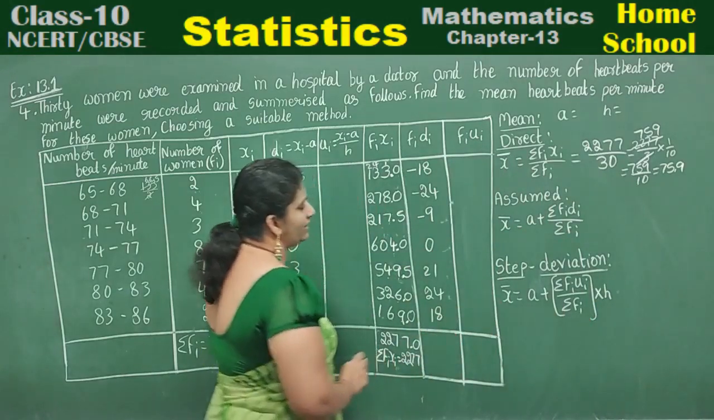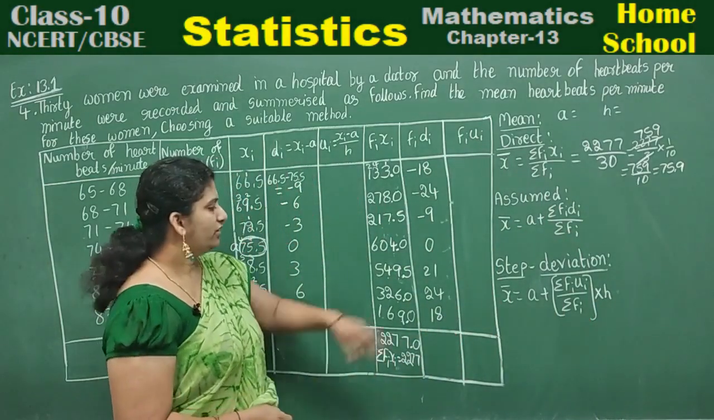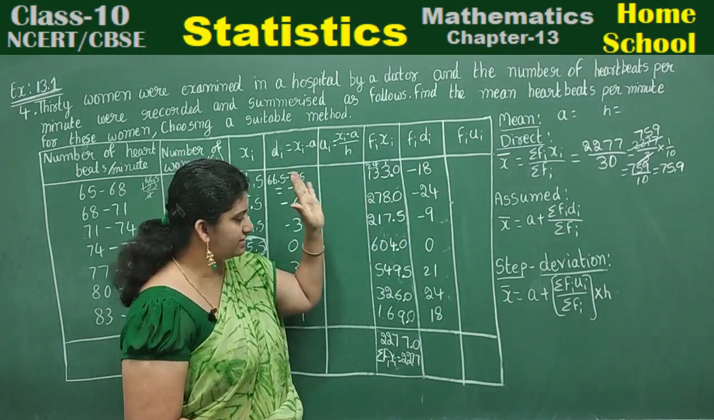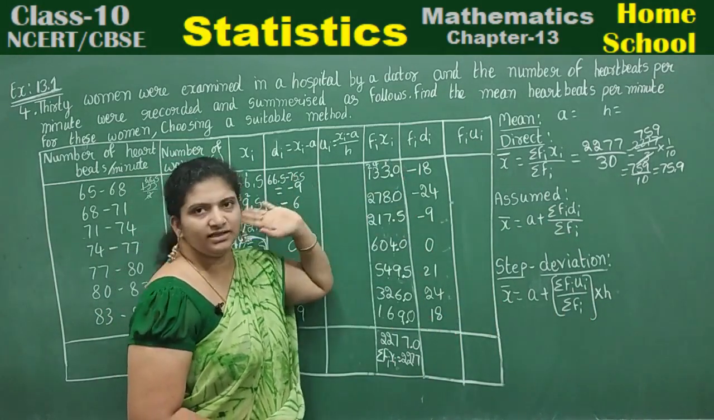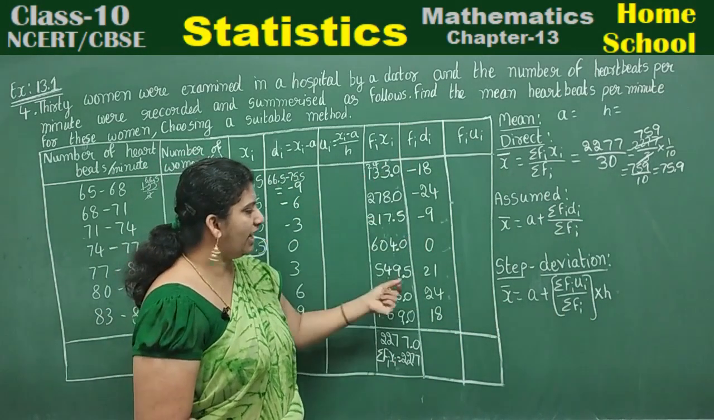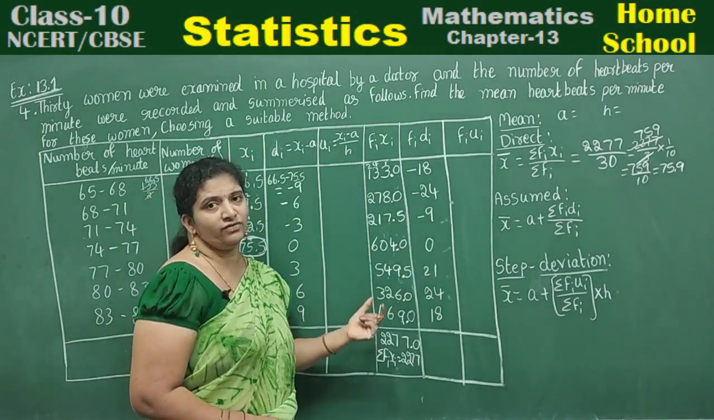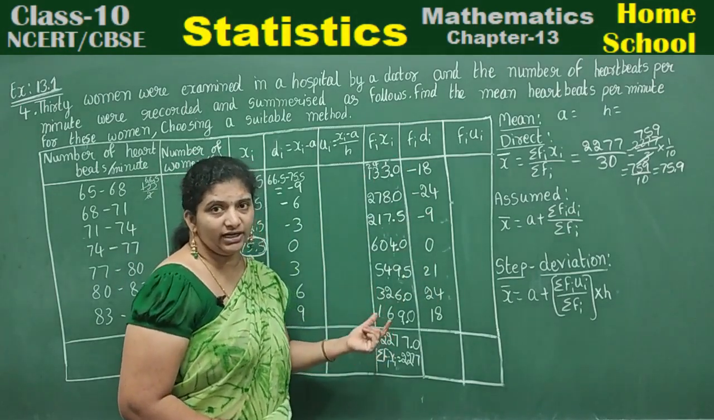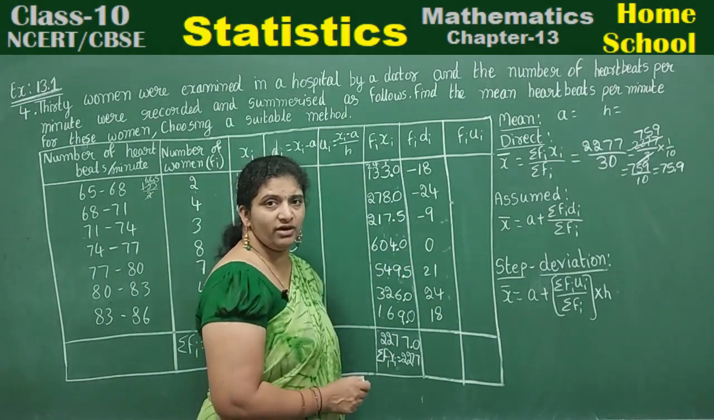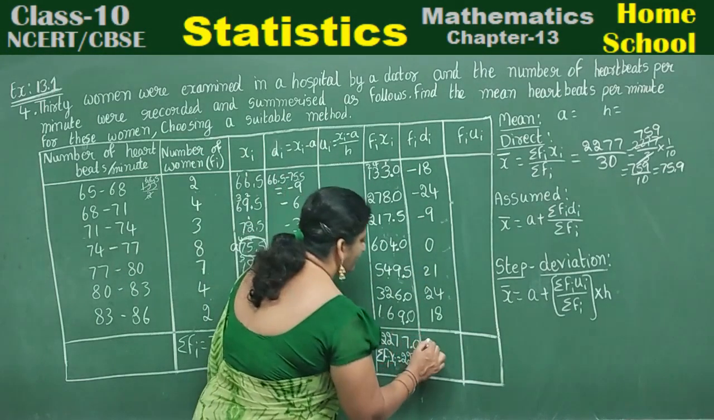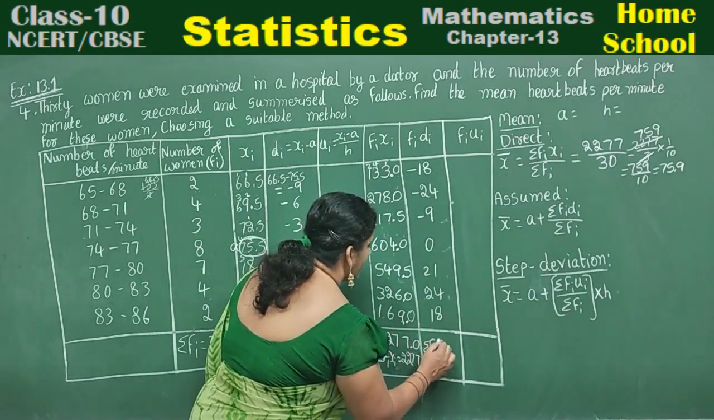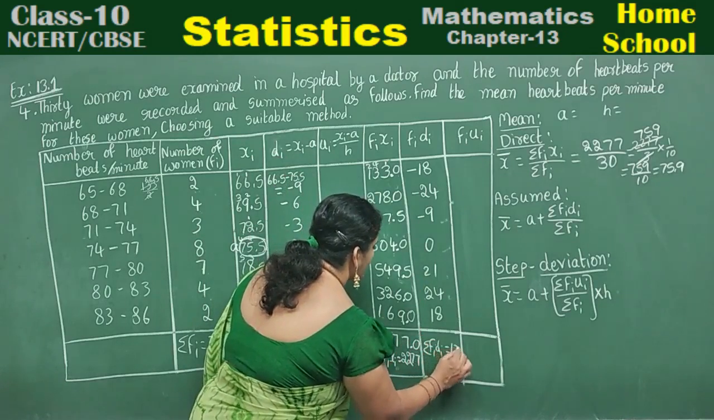When you are going to add, just look here carefully. 24 minus 24 cancel. 18 minus 18, 0 it becomes, right? You are left with 21 minus 9. 21, if you subtract 9, what are you going to get? 21 minus 9 will be how much? 12. Right here, summation Fi di is equal to 12.